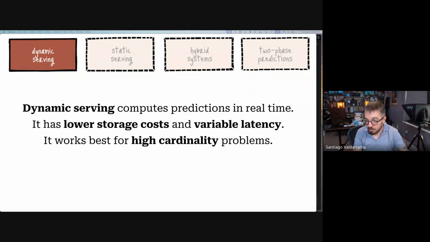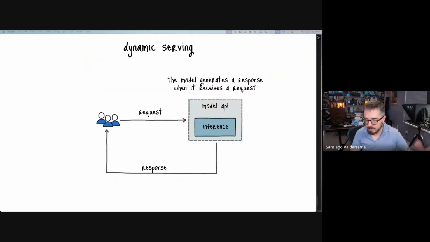And the advantages of this is that you don't need any storage costs. You're going to see in a second why that is important. And a disadvantage is that it's sort of like variable latency, meaning when you get a lot of requests, the model is going to be slower, or you're going to have to increase the hardware that you're using to serve these predictions, obviously. So here is that example. This is very simple. You have the user sends a request to a model, and the model produces a response.